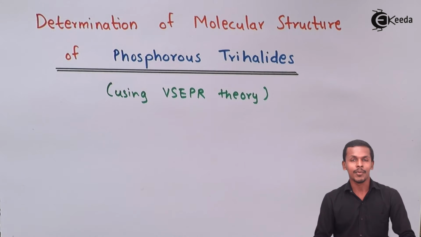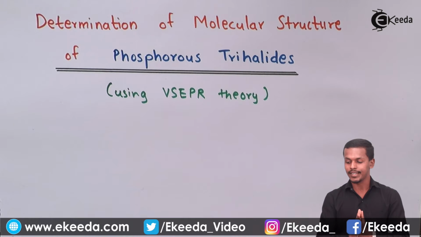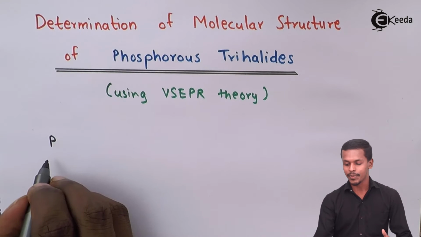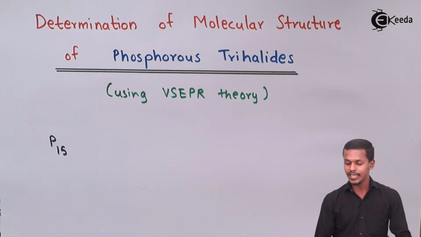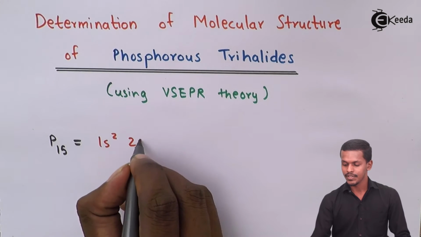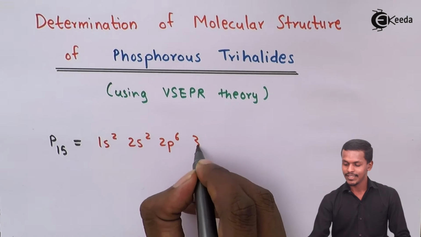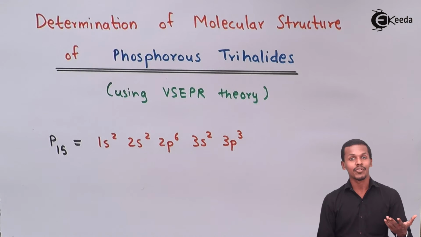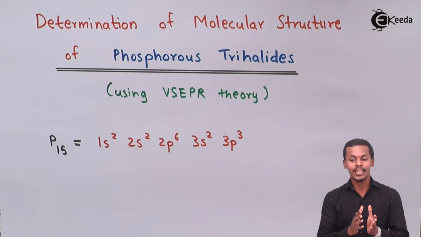So that is what we are going to learn about VSEPR theory, as well as apply that theory in the determination of the molecular structure of phosphorus trihalide. Now let us first talk about the electronic configuration of phosphorus. Phosphorus has an atomic number of 15, so I would write the electronic configuration as 1s2, 2s2, 2p6, 3s2, 3p3. This is how we can write the electronic configuration of phosphorus, and this is the one present in the ground state.